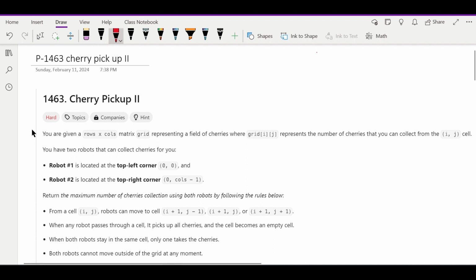और आज हम solve करने वाले हैं आज का LeetCode question, which is problem number 1463, Cherry Pickup 2. It is a very easy problem, just the tag is hard, right? So let's first read the problem.